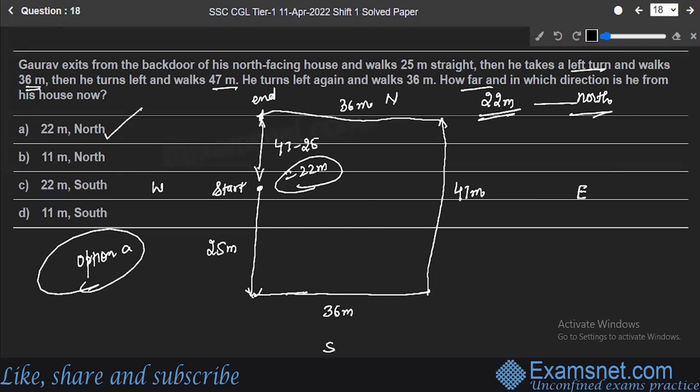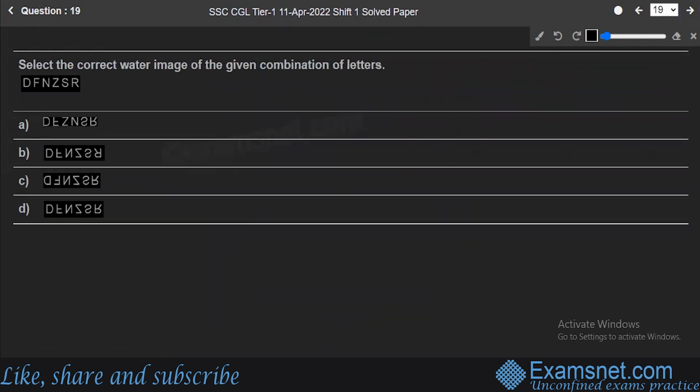I hope you're clear with this, right? Next is question number 19. Select the correct water image of the given combination of letters. So see, this is the letters, and you have to see what is the correct water image of these letters.